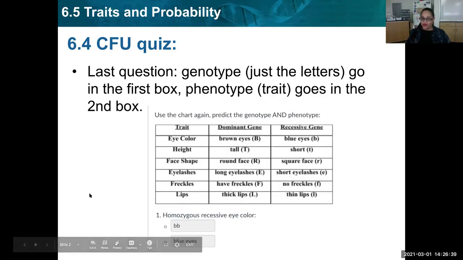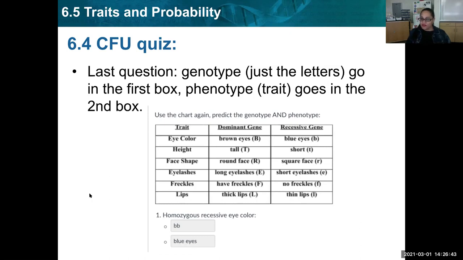So if I ask you, what is the homozygous recessive eye color? In the first box, you were supposed to put the letters, put the genotype, and just the letters, no commas, no parentheses, just small b, small b. And then the second box, you were supposed to give me the phenotype, or the actual trait. So if a person has homozygous recessive eye color, their eye color is going to be blue. So you could write blue or blue eyes, either one it should have accepted. Okay?